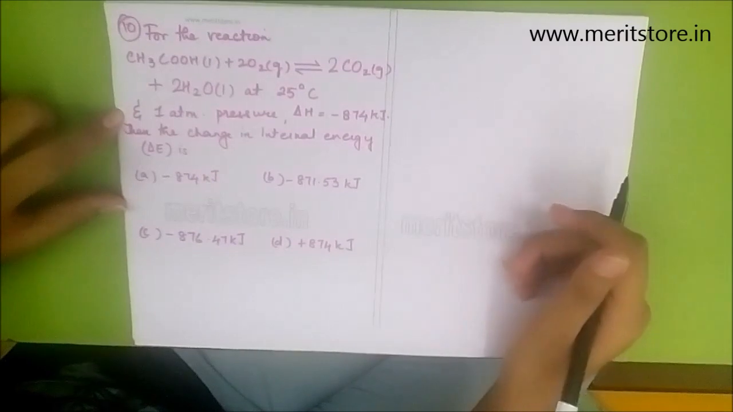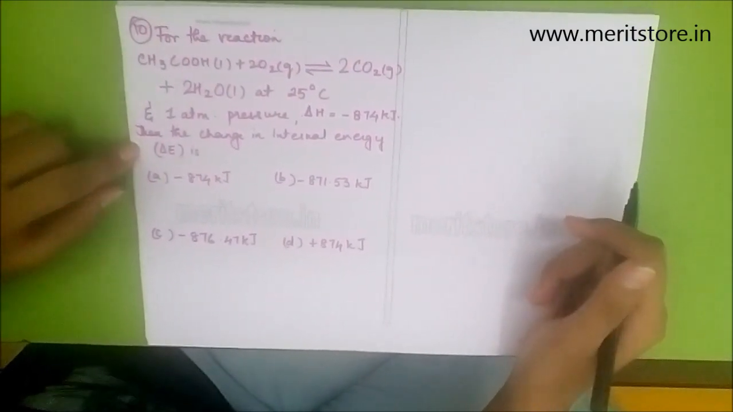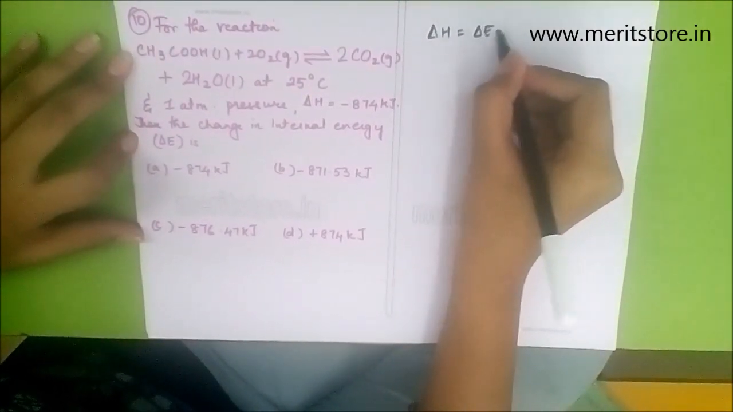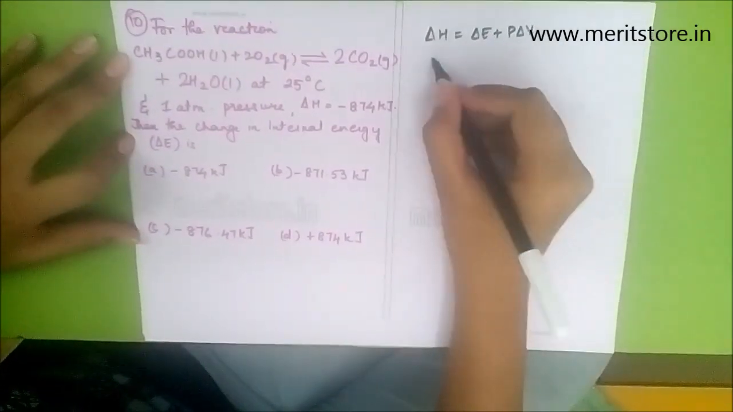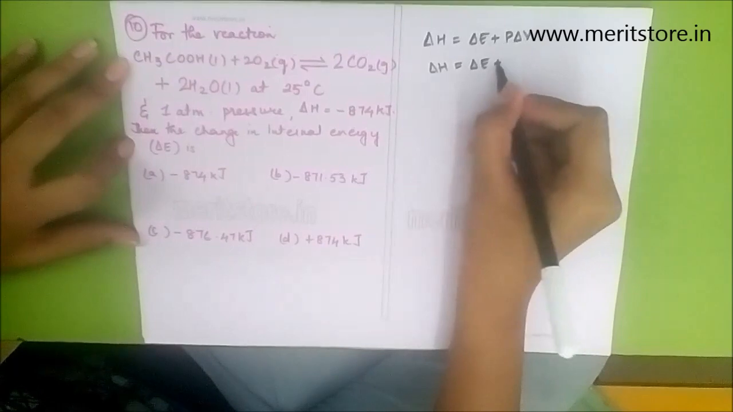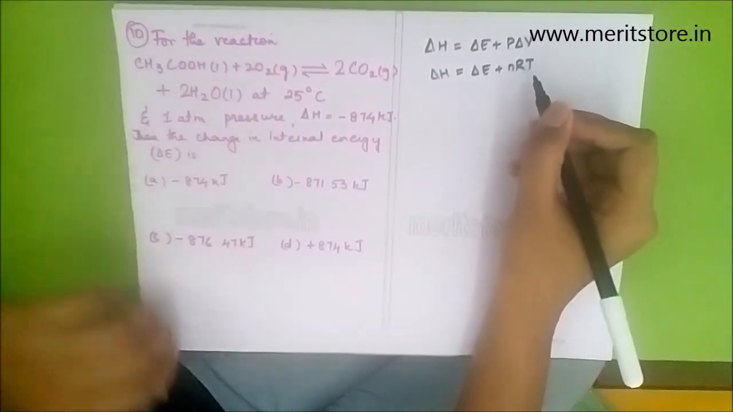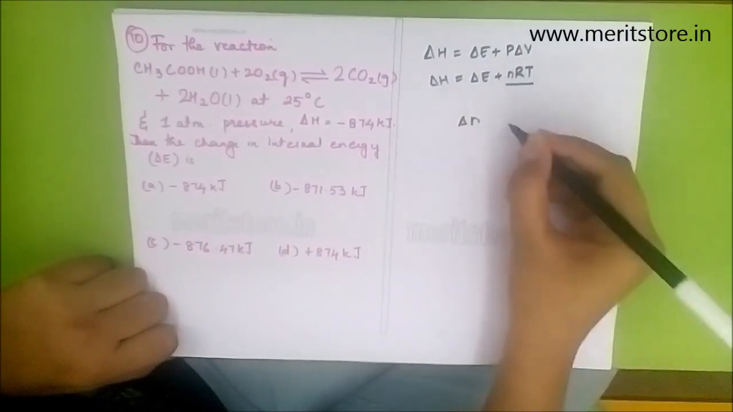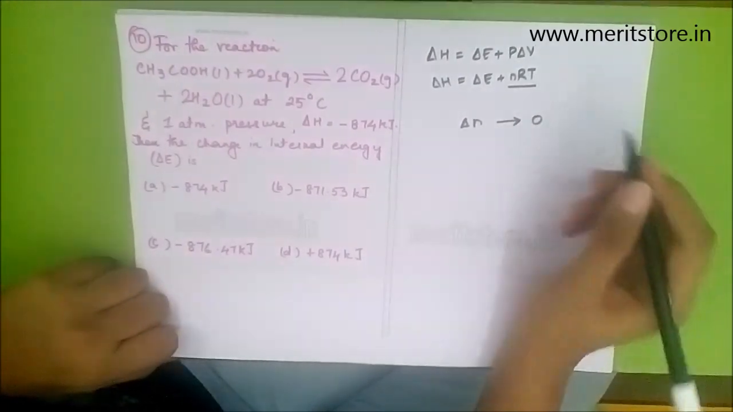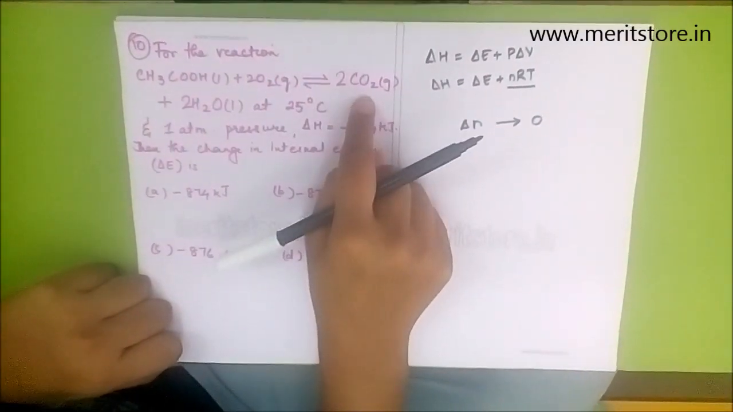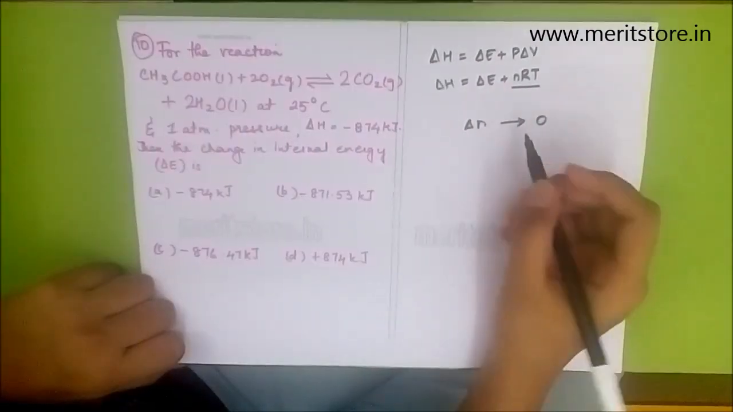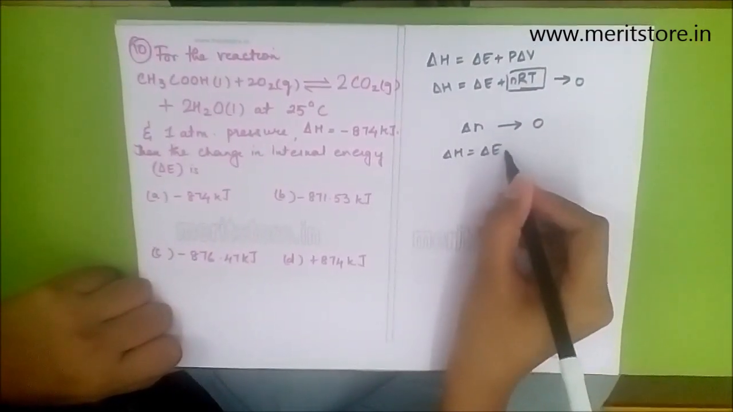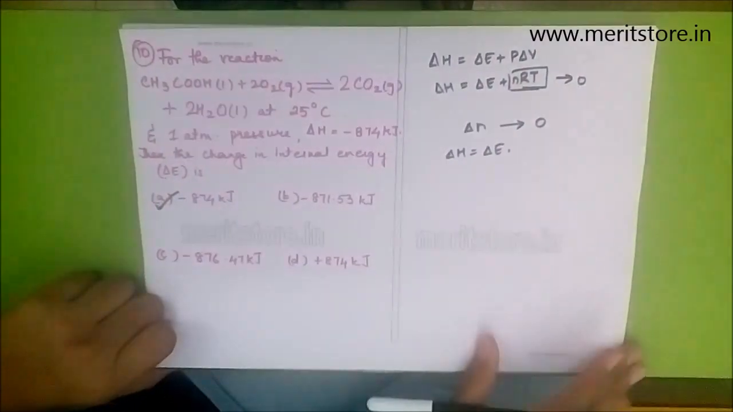For the reaction given below, the change in internal energy is... Now here, going for the formula, that is delta H is equal to delta E plus P delta V, or we have another form of the reaction, that is delta H is equal to delta E plus delta nRT. Now here, delta n, the change in number of moles, is 0, as the oxygen gives carbon dioxide and water, and 2 minus 2 is 0. Therefore this whole term becomes 0. Therefore delta H is equal to the change in internal energy. Therefore option A is most suitable for it.